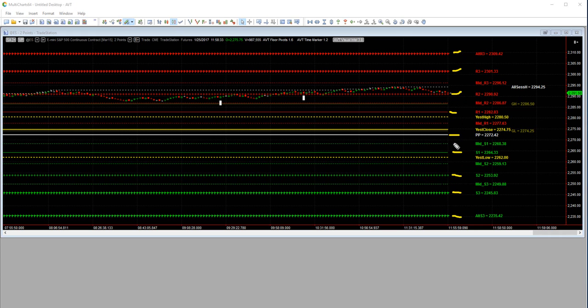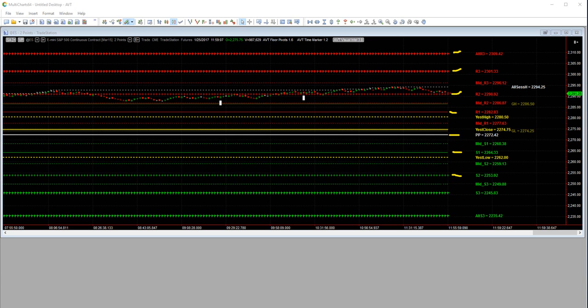And there are midpoints for each. These dots in the middle, each one is a midpoint, which is exactly what it sounds like. It's the midpoint between that level and the next one. Exactly in the middle between R1 and R2 is going to be mid R2. Between R2 and R3 is going to be mid R3, exactly at the midpoint. So that's what those are. To get into how we use these, we'll get into them as we get into the trading methodology.